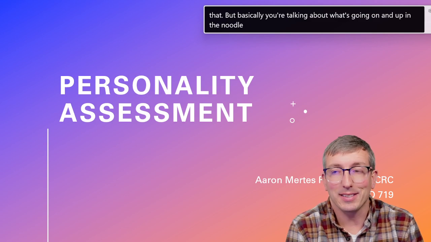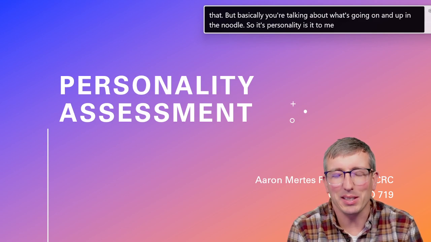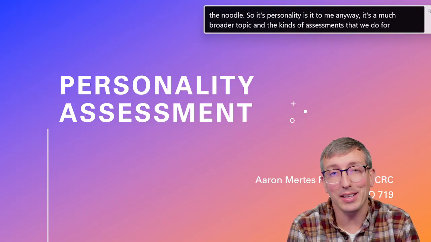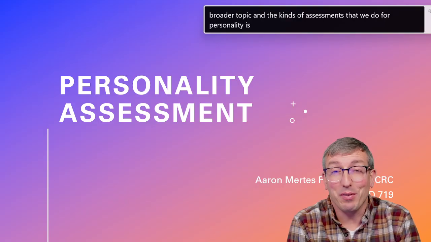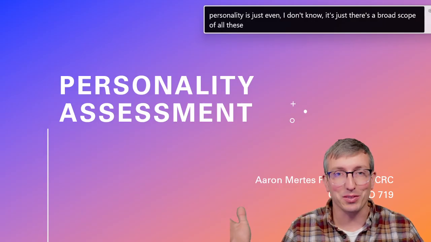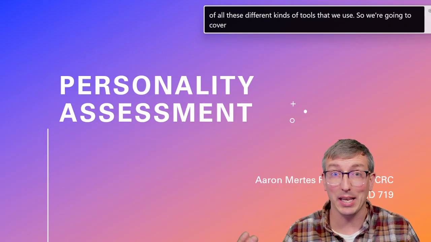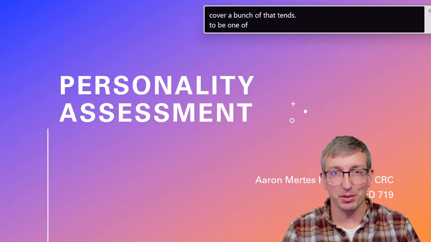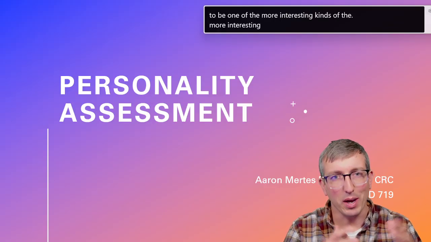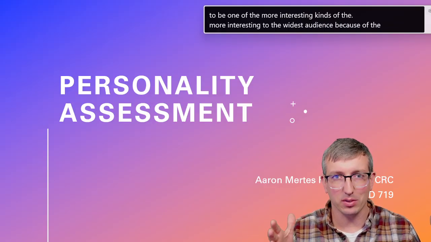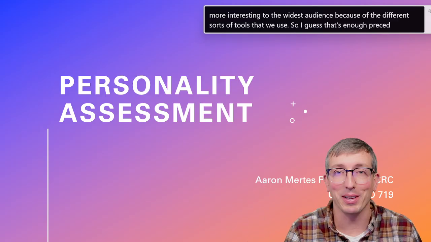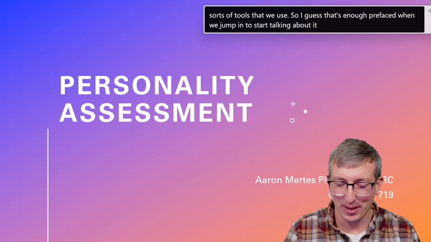Personality, to me anyway, is a much broader topic, and there's a broad scope of all these different kinds of tools that we use for personality assessment. So we're going to cover a bunch of that. This tends to be one of the more interesting topics to the widest audience because of the different sorts of tools that we use. So I guess that's enough preface before we jump in.